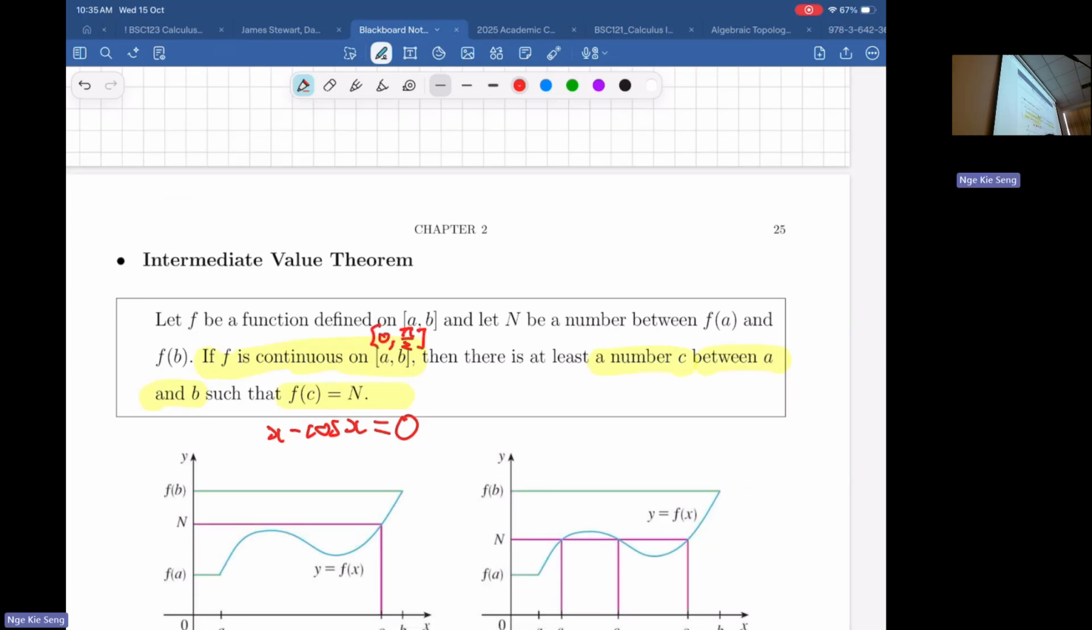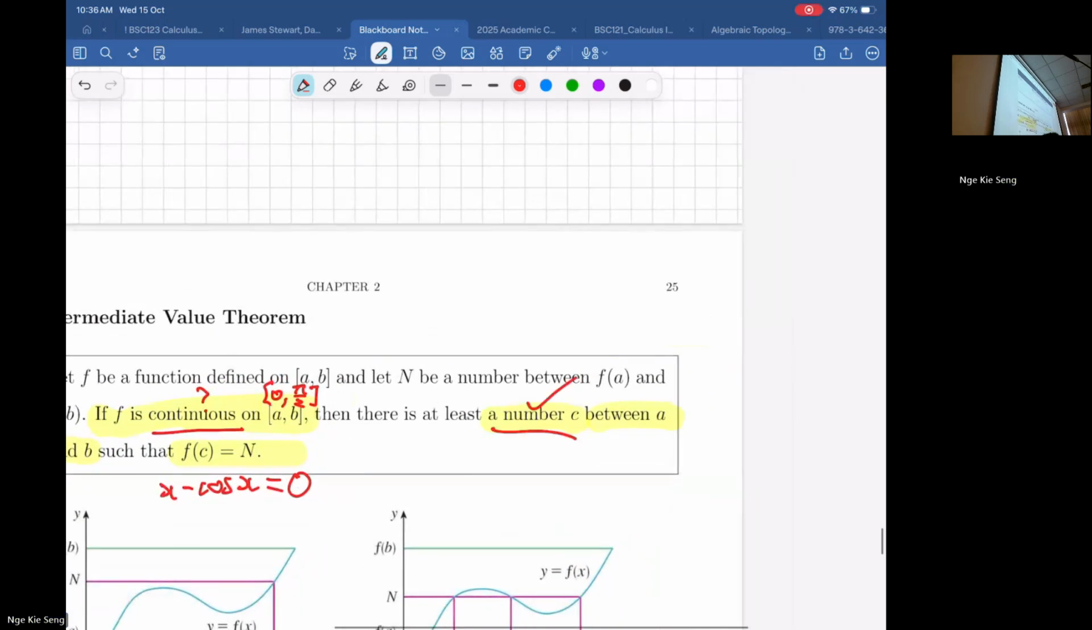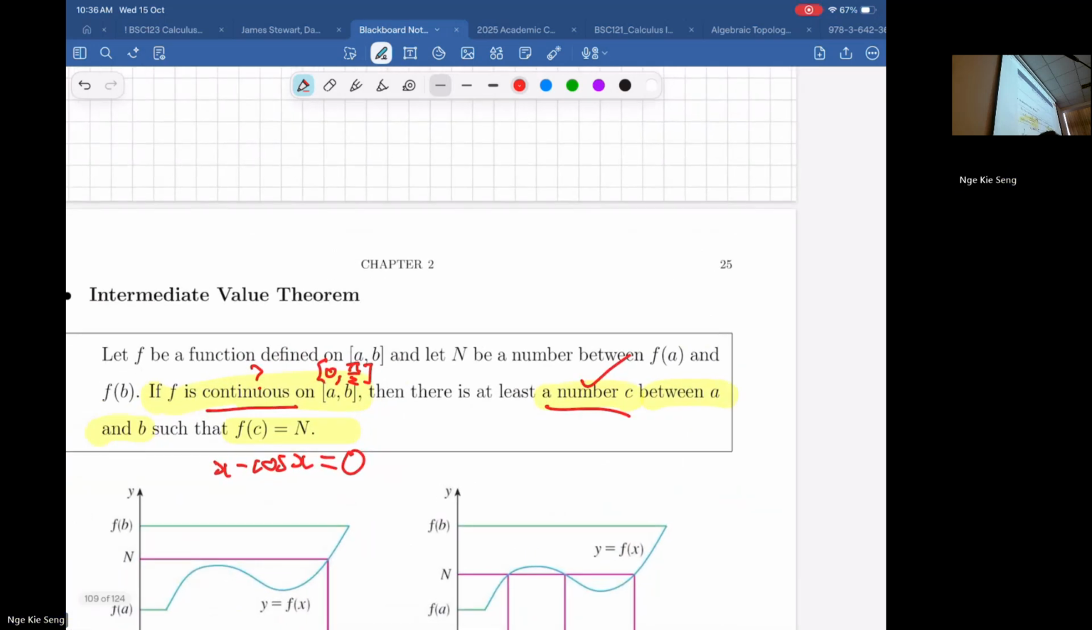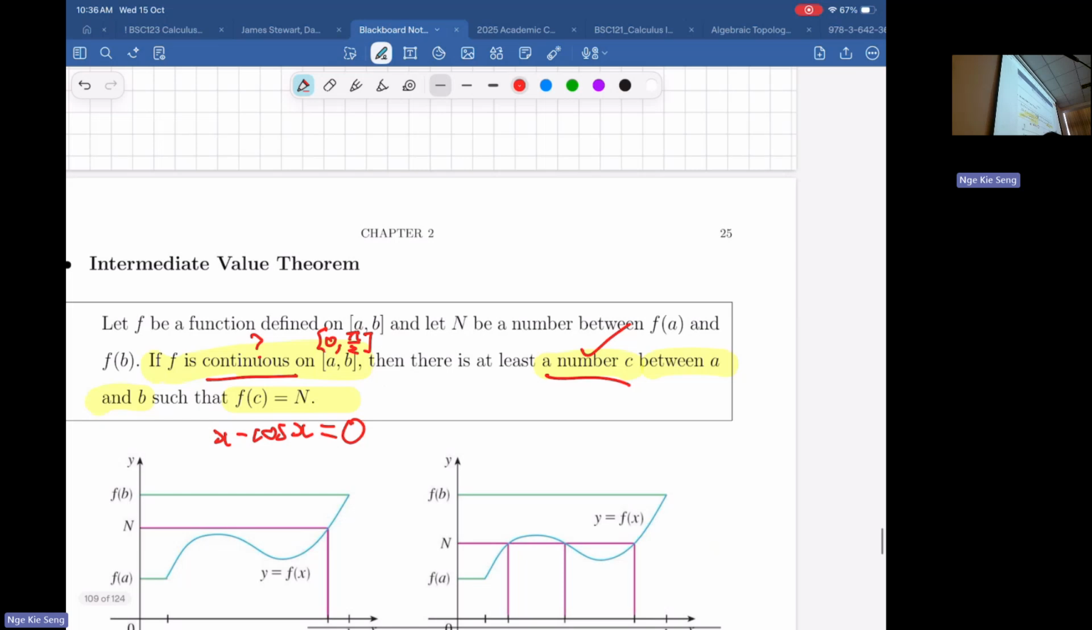Okay, we have this object, but we haven't checked whether it's continuous there or not. Once we check that, then this theorem will give me the answer. Understand? So what's the thing we left to check here?